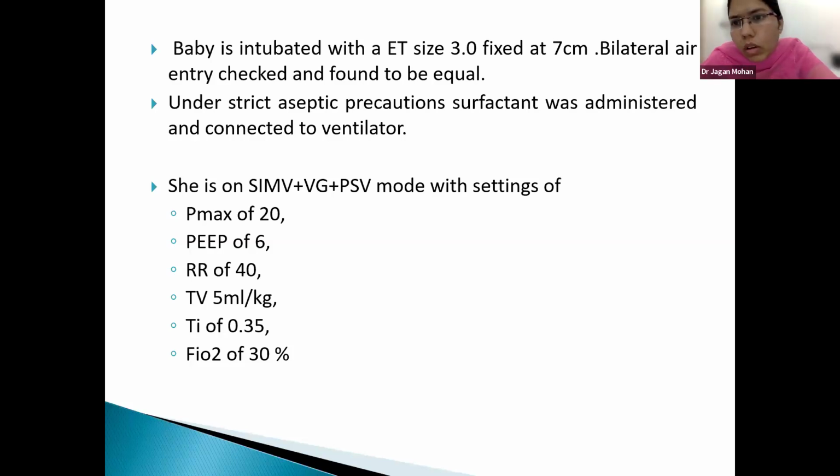Yes, sir. Then what is the option? That happens many times. You will find the baby is tachypneic, especially in a bigger baby. And once the baby is tachypneic, the tidal volume is delivered, but PIP is not delivered. Only the PEEP is delivered.